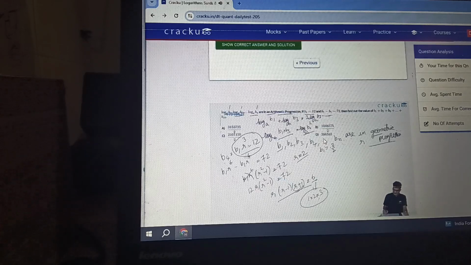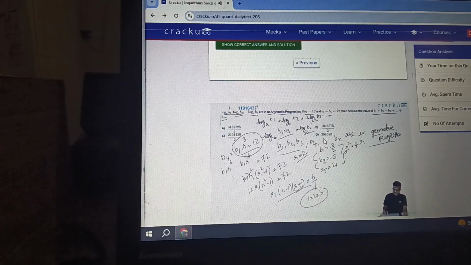We are required to calculate the value of b1, b3, b5 and so on till b19. b1 is equal to 3 by 2, b3 will be equal to b1 into r square, that is 3 by 2 into 2 square, that is 3 by 2 into 4, which is equal to 6. Similarly, b5 is going to equal 24. This itself is a geometric progression because b1, b2, b3 and all are also geometric progressions. But over here the common ratio will be r square because we are having a difference of 2 between the subscripts. So r square is essentially equal to 4.